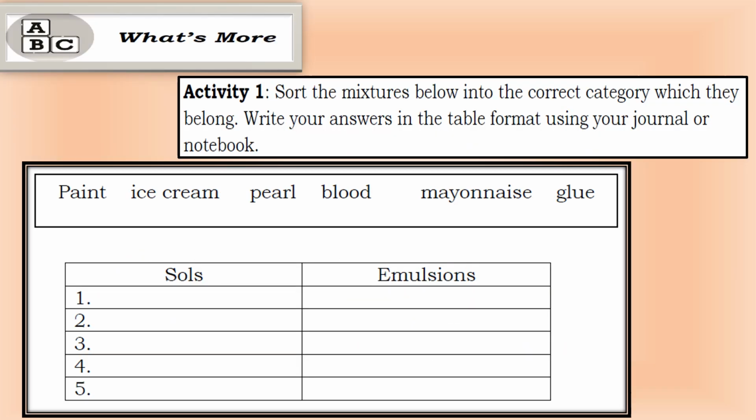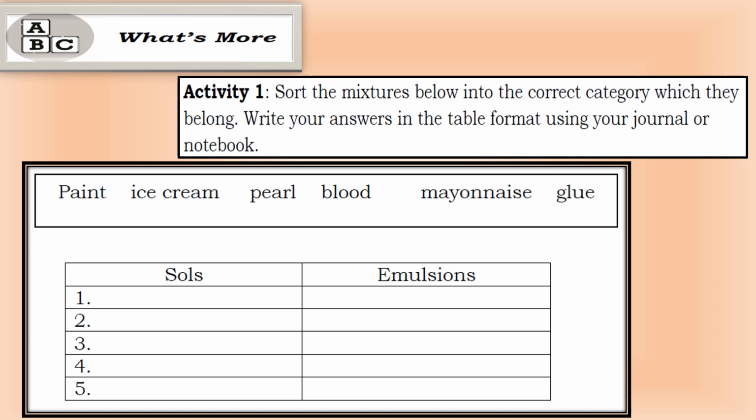Okay, based on the four types of colloids, ay atin nang ika-classify ang mga following na mga words kung saan sila belong. So you have to sort the mixtures below into the correct category which they belong. Write your answers in the table format using your journal or notebook. So ito na yung dapat nyong ilagay. The paint, the ice cream, the pearl, the blood, the mayonnaise, and the glue.